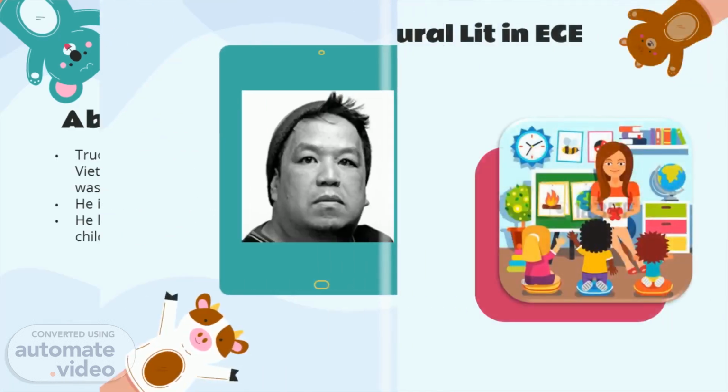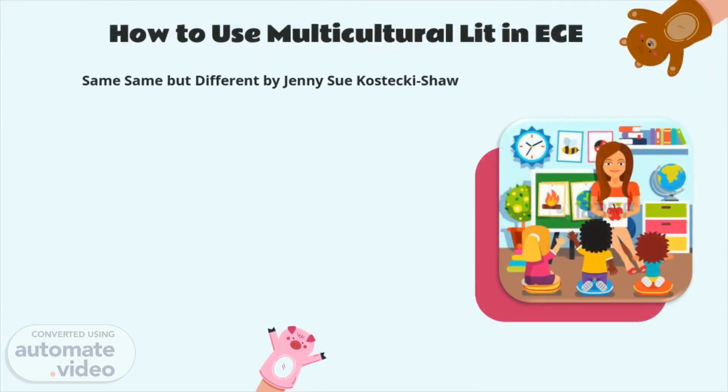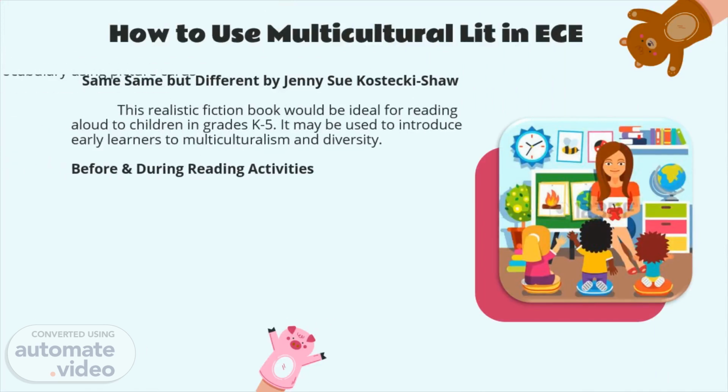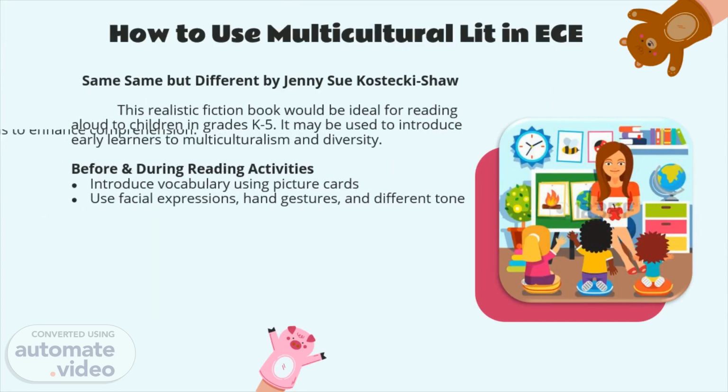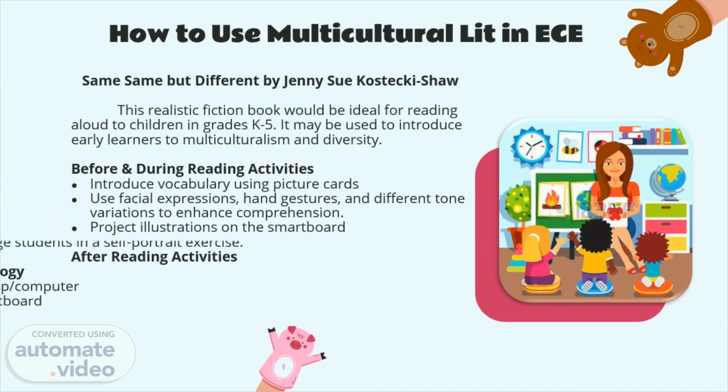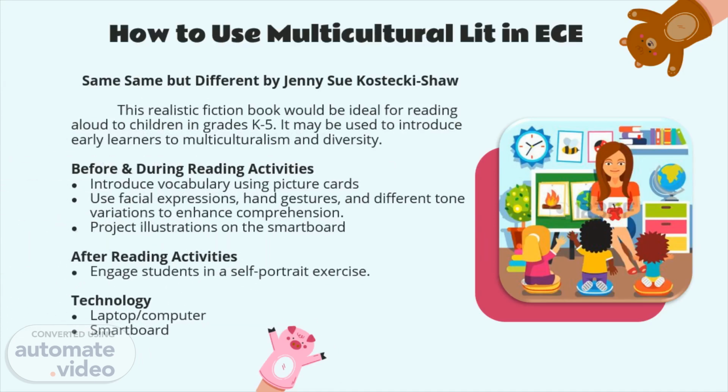This realistic fiction book would be ideal for reading aloud to children in grades K-5, as it is sure to spark many interesting discussions about cultural differences and similarities. According to Mendoza and Rees, 2001, using multicultural literature gives children the opportunity to develop their understanding of others, while affirming children of diverse backgrounds. Thus, this book would give students an understanding of both American and Indian cultures.